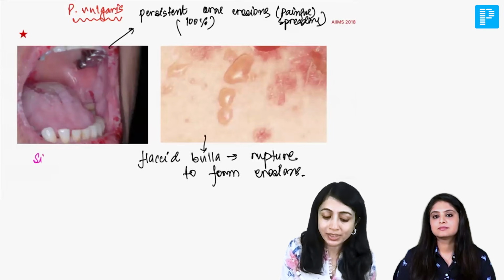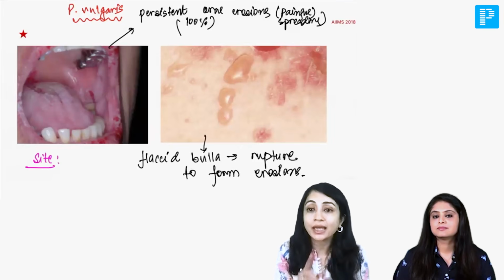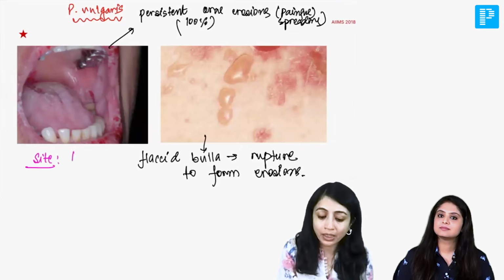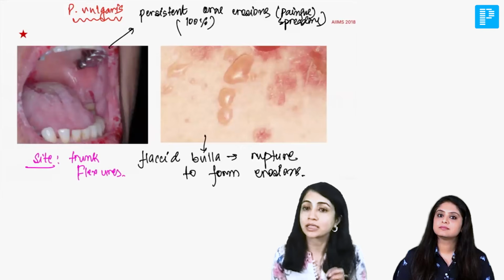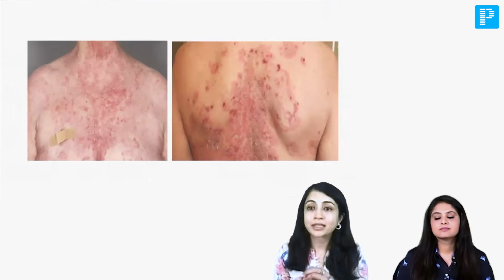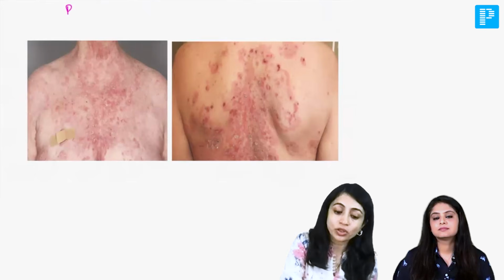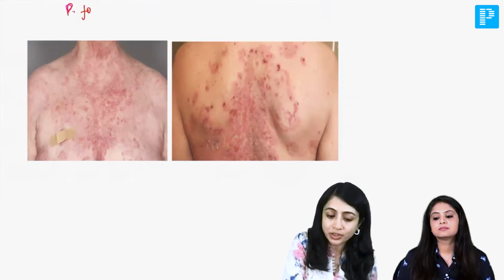What is the usual site where you will see them? Pemphigus vulgaris can present anywhere in the body, but the trunk and flexures are common sites where I see pemphigus vulgaris lesions, right? Moving on to the next category of pemphigus group of disorders, which is pemphigus foliaceus.